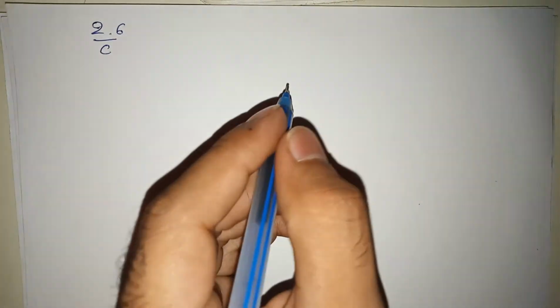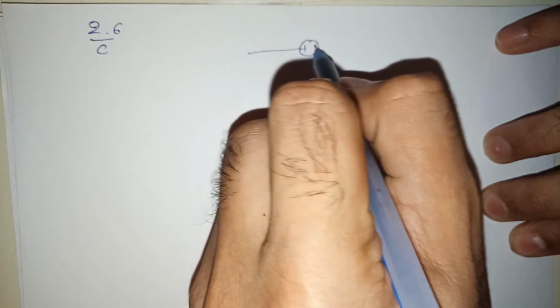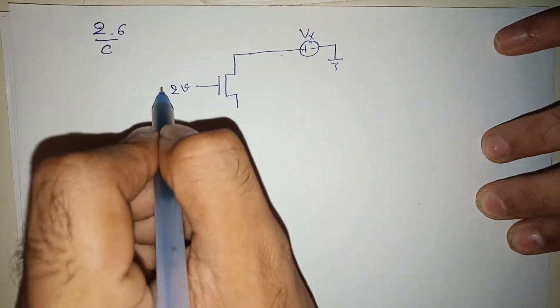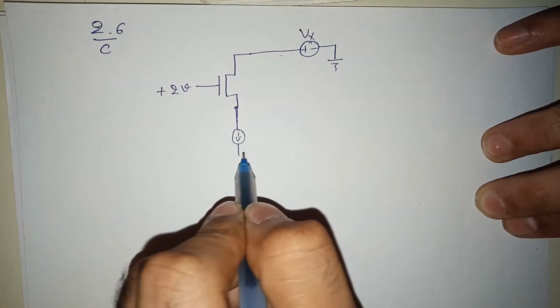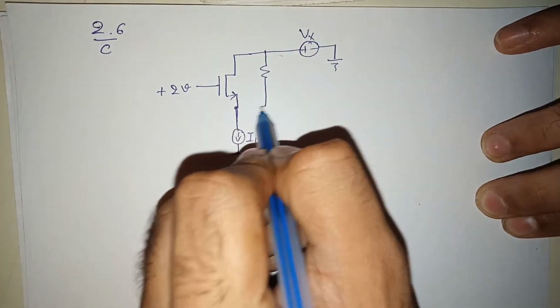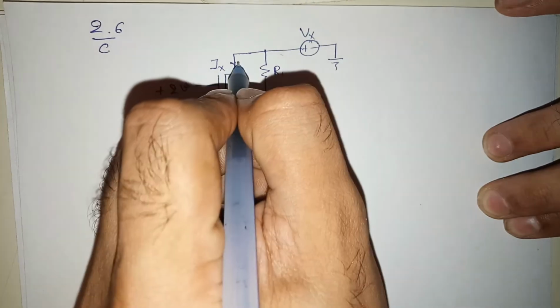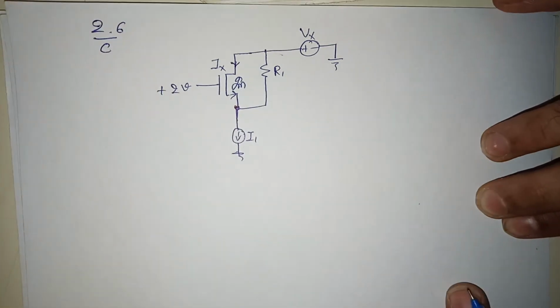We will see the solution of 2.6c, in which they give Vx, I1, R1. This Ix we need to find with respect to Vx and Gm of this. This is the problem statement.